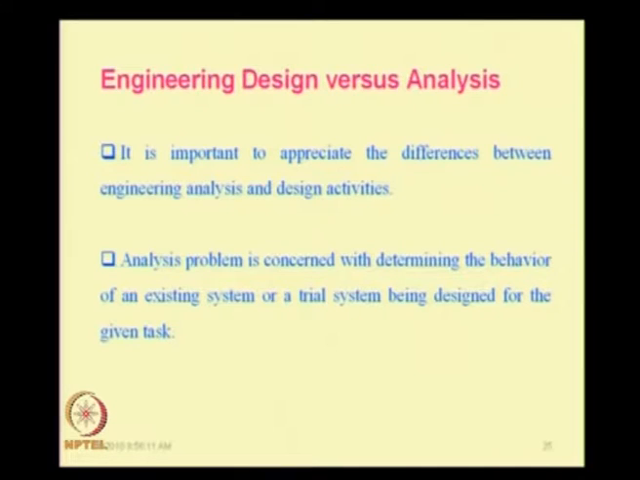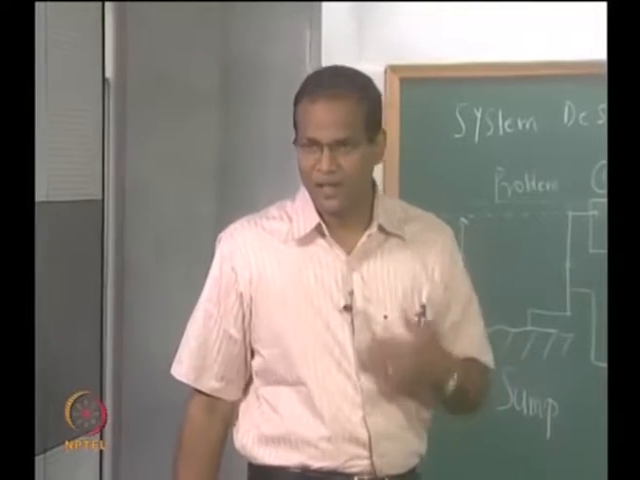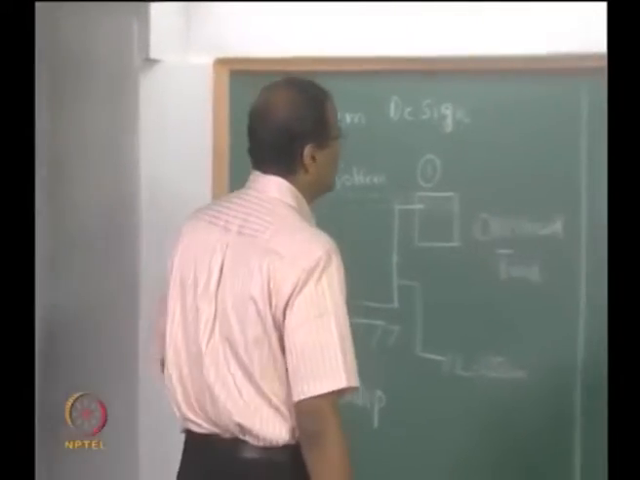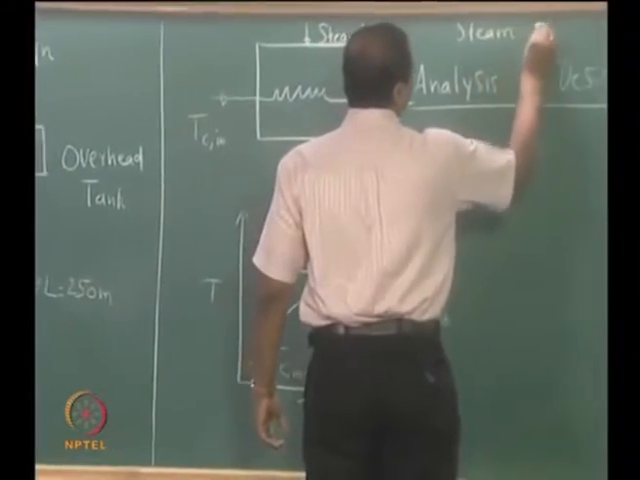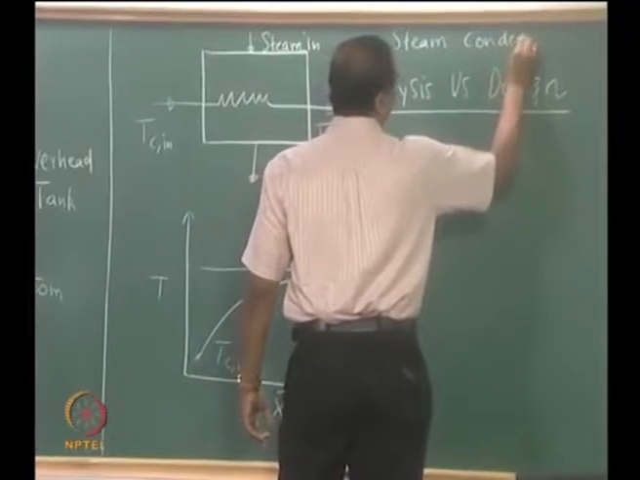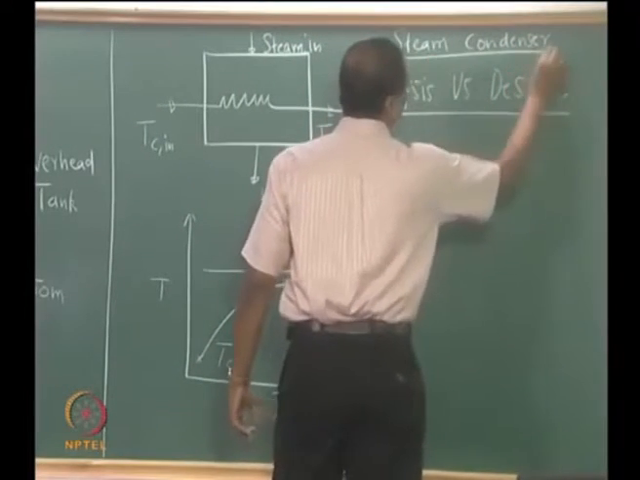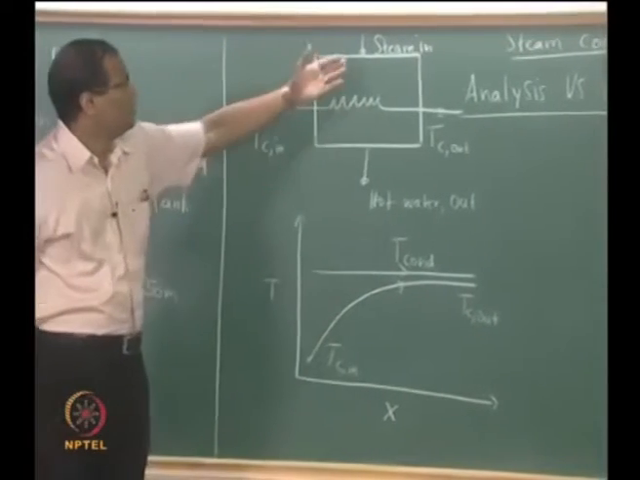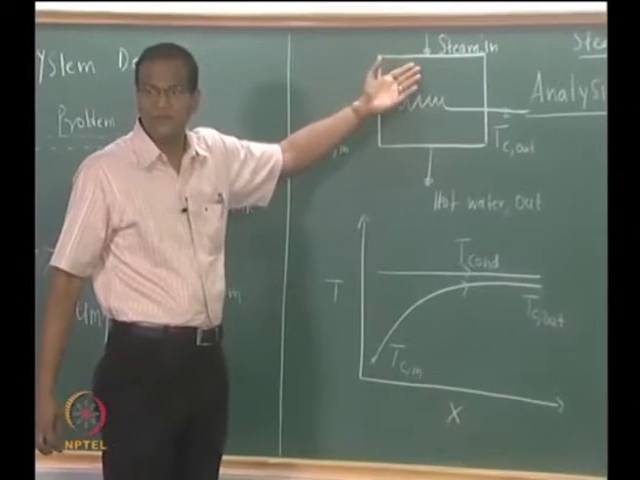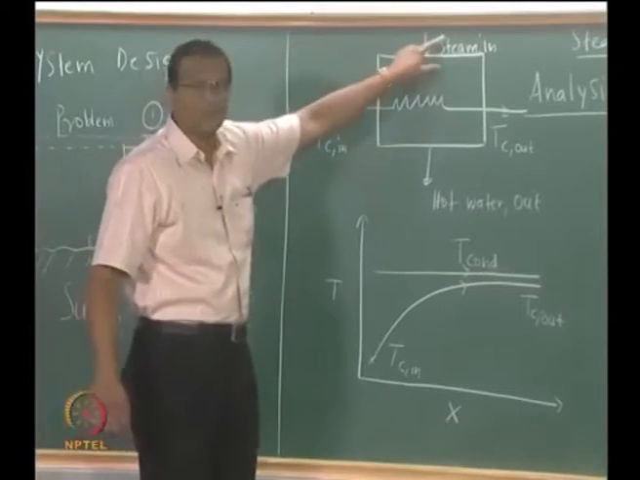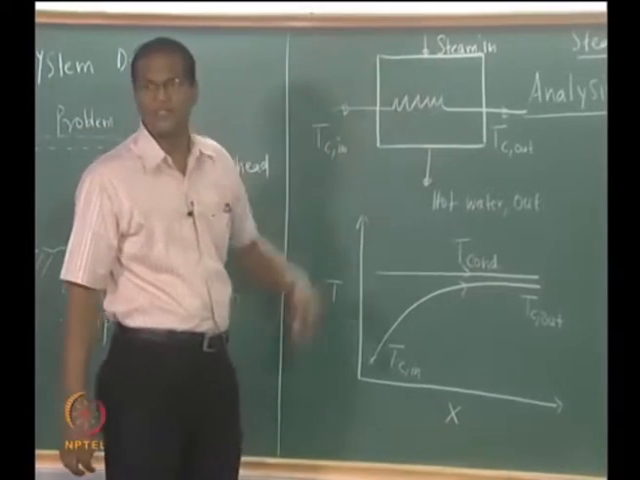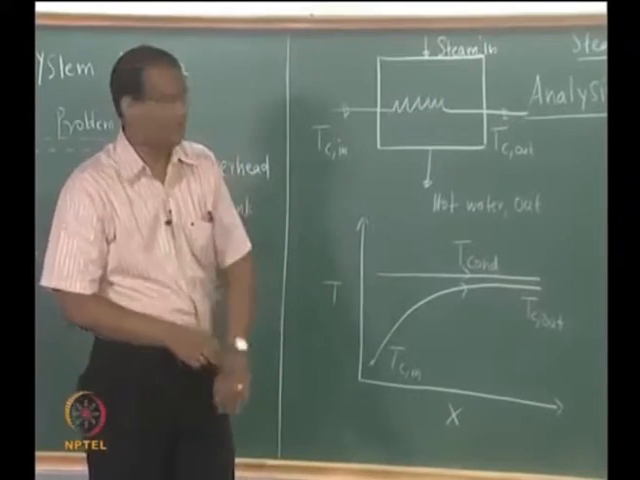Let us look at an example. What is this? I have drawn on the board. People who came late can take this down as I keep talking. This is essentially a steam condenser. On the shell side you have steam entering, then it condenses and hot water comes out. As you know, this will be an isothermal process as far as the steam on the shell side is concerned.